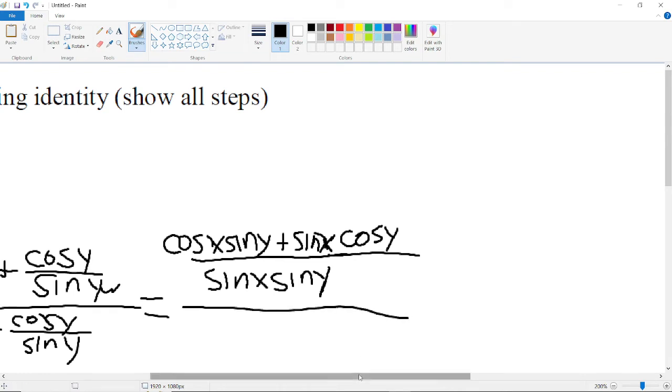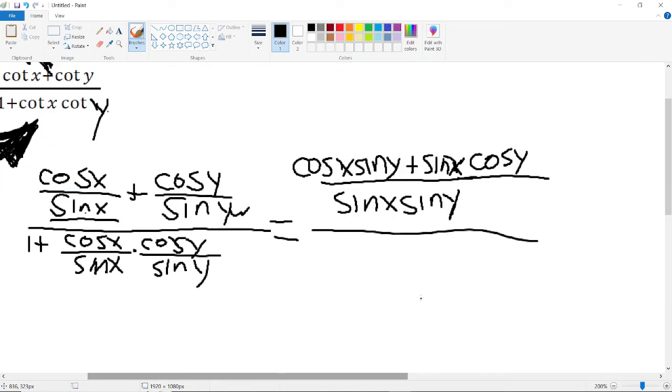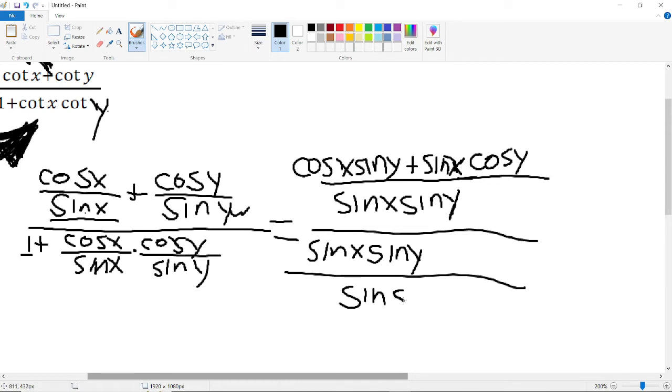On the bottom, these two are multiplied together. I have a common denominator of sine x sine y. So how do I turn 1 into something over sine x sine y? Well, it's just sine x sine y divided by sine x sine y. So there's my common denominator. And then this is plus cosine x cosine y. Oh, this is starting to look like something that we can work with.